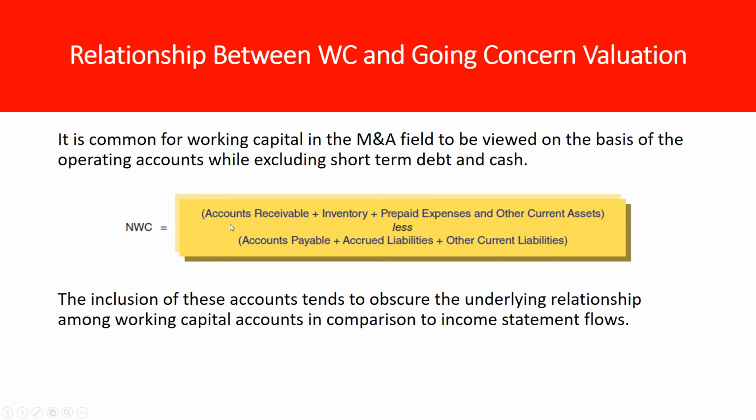So now, really net working capital, especially in these examples and for these adjustments, is accounts receivable plus inventory plus prepaid expenses and other current assets less accounts payable plus accrued liabilities plus other current liabilities. So we've taken away cash and cash equivalents and notes payable and the current portion of long-term debt. The inclusion of these accounts, when you include debt and cash, tends to obscure the underlying relationship among working capital accounts in comparison to income statement flows.